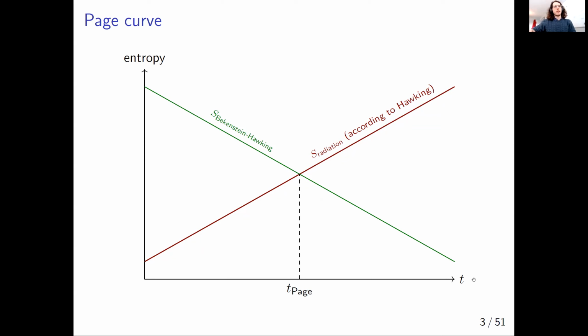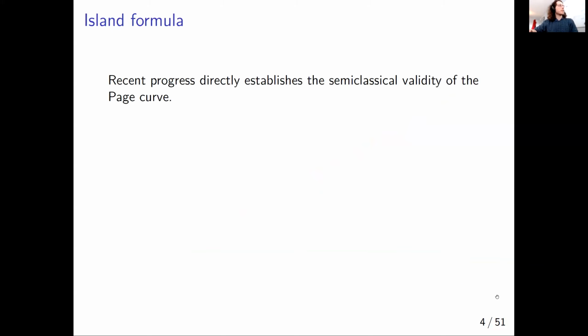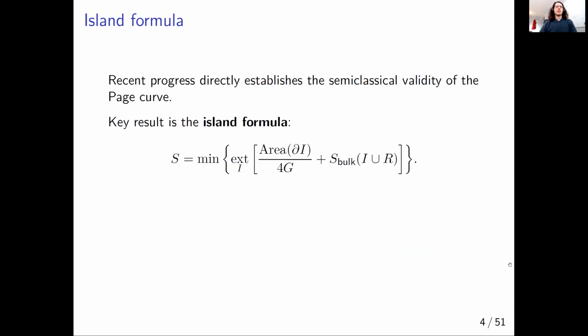And if we therefore want to restore unitarity, we need to find a correction to Hawking's calculation after the Page time, so that the entropy of the Hawking radiation instead follows something like this, which is known as the Page curve. And this is exactly what's happened in the past couple of years with this well-known recent progress. So apparently the correct way to compute the entropy of the Hawking radiation is to use this so-called island formula.